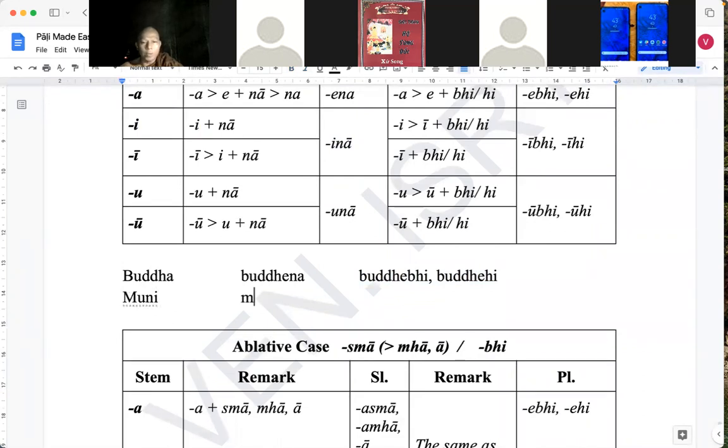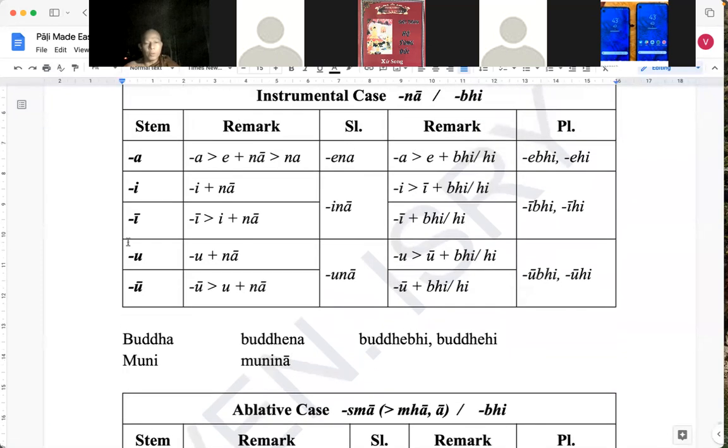So for the singular form, Muni Na, Muni Na. We don't need to change anything. To the Muni, just by adding Na. So we have Muni Na.